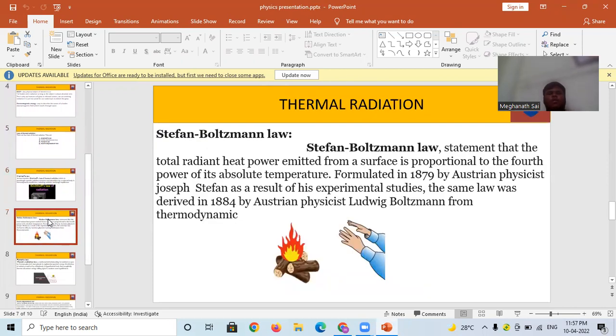Stefan-Boltzmann law. The Stefan-Boltzmann law states that the total radiant heat power emitted from a surface is proportional to the fourth power of its absolute temperature. Formulated in 1879 by Austrian physicist Josef Stefan as a result of his experimental studies, the same law was derived in 1884 by Austrian physicist Ludwig Boltzmann from thermodynamics. So this slide shows the law of thermal radiation set by the Stefan-Boltzmann law.